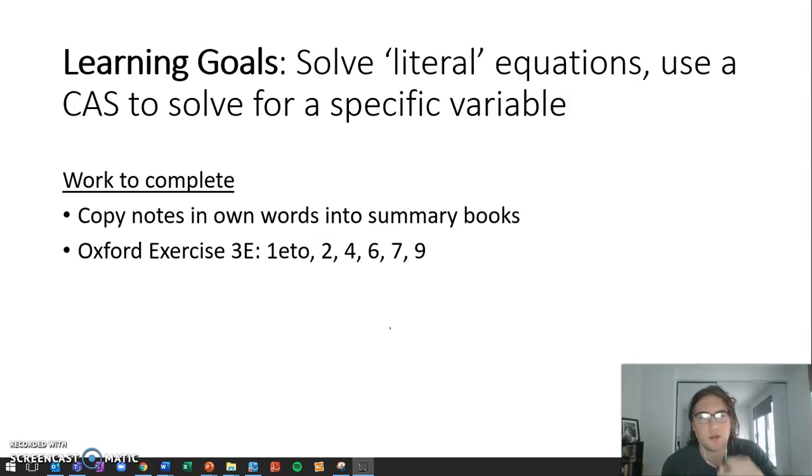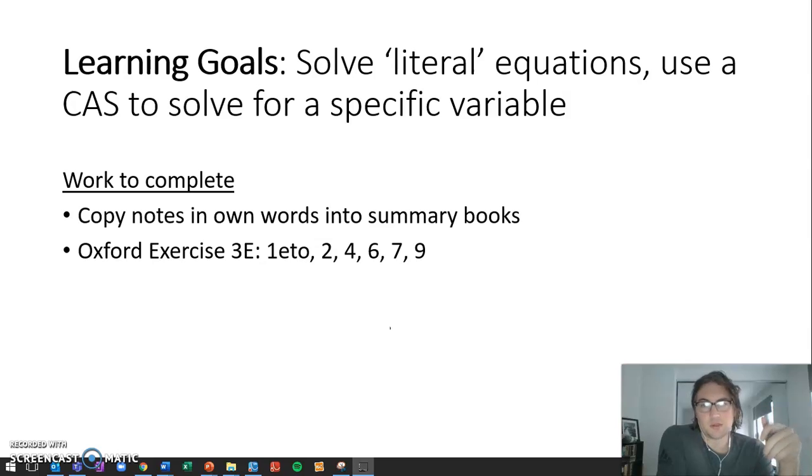Hi guys, welcome to another video in the linear equations and relations series. The goals of this video are to solve literal equations and use a CAS to solve for a specific variable. I'll show you what that means in a minute.